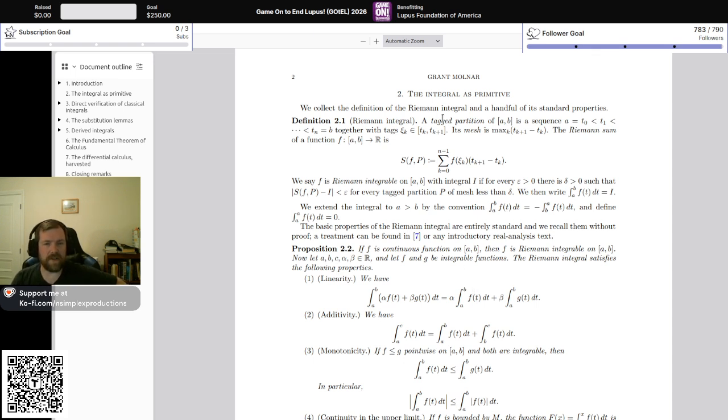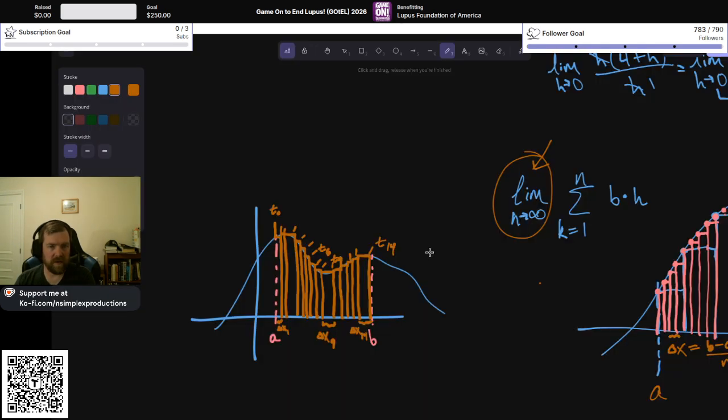Right, and then the tagged part comes in when we talk about these values, xi sub k, which are going to be in the sub-intervals from t sub k to t sub k plus 1. So I can label any one of these xi sub some number. In this case, this is xi sub 14. That's unfortunate.